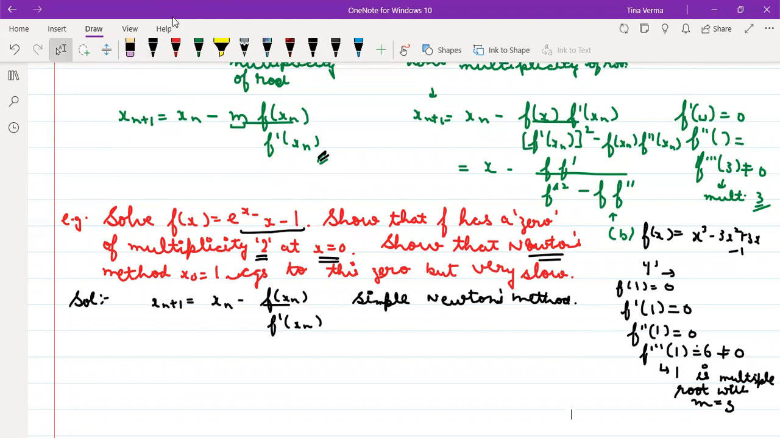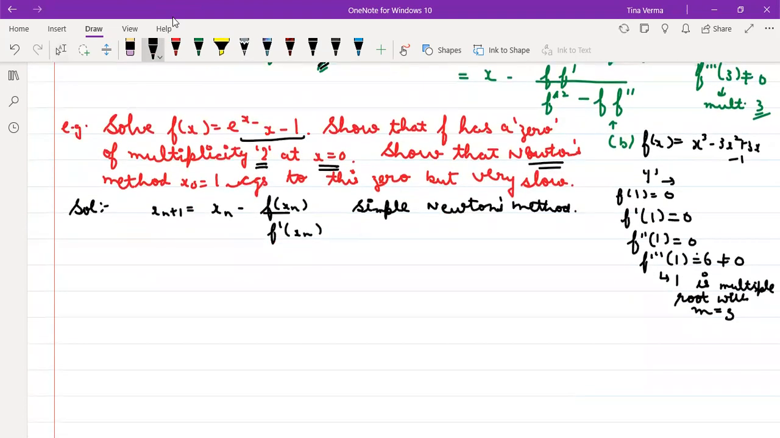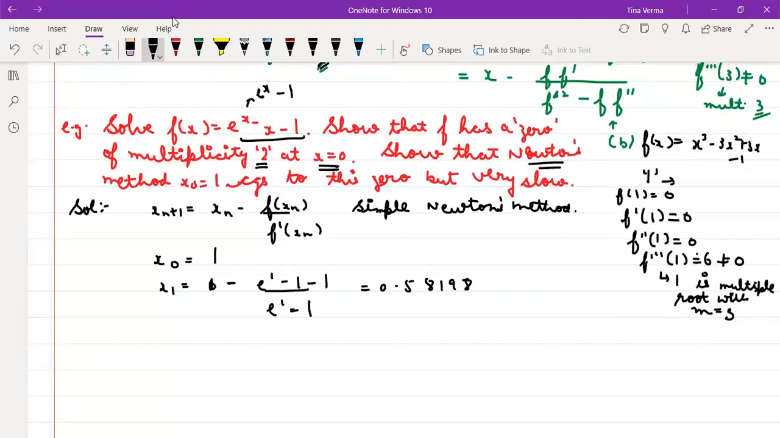So if you apply your simple Newton's method, when we start with x naught, that is 1, we calculate your x1. Substitute the value: 1 minus the function value, that is e^1 minus 1 minus 1, and its derivative, that will be e raised to the power 1 minus 1. The derivative of this will be e^x minus 1. So when you calculate, this comes out to be 0.58198.